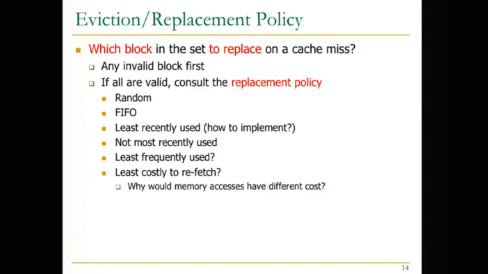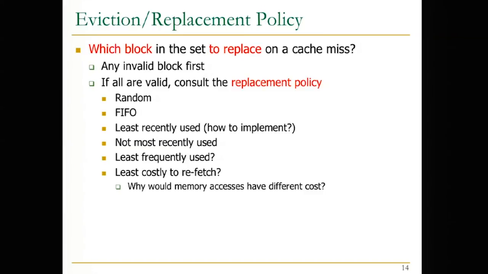Okay, so there are other more fancy policies, for example, least costly to refetch. Some memory accesses may be 10 cycles. It may hit in the next level of cache. Some memory access may require 1,000 cycles because you may need to get that from some other main memory, let's say, or maybe even main memory of some other processor if you have a shared memory multiprocessor, right? So there is a difference in cost in the accesses, and it might make sense to take that into account in the replacement policy. Now, this is maybe harder to do, of course.